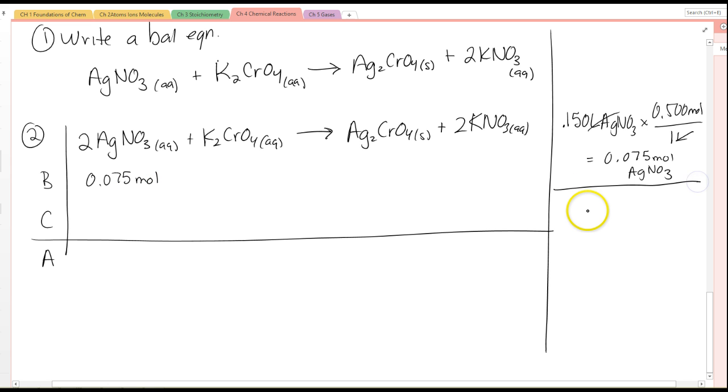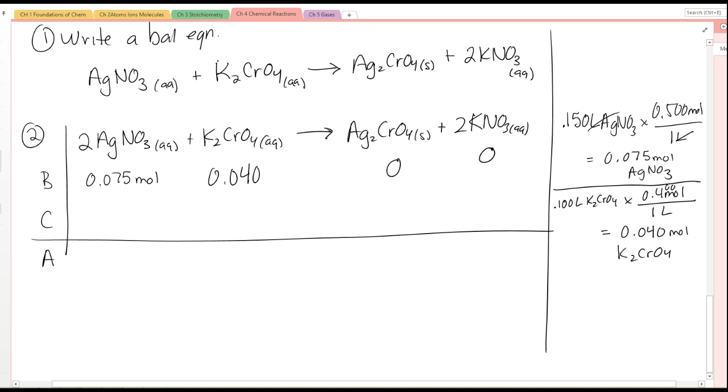Next, I need to convert my 100 milliliters of 0.4 molar potassium chromate. So 0.100 liters of potassium chromate times the fact that there's 0.4 moles of that per 1 liter gives me that there are 0.040 moles, and that's 3 sig figs, of potassium chromate. At the beginning, I have 0 moles of the products because the reaction has not occurred.